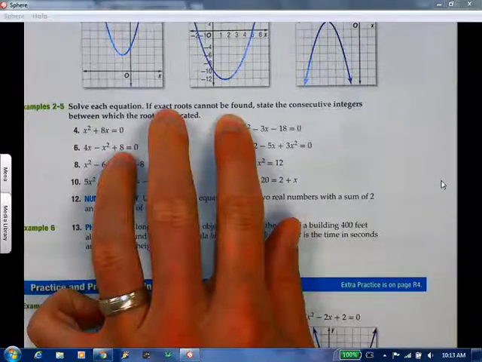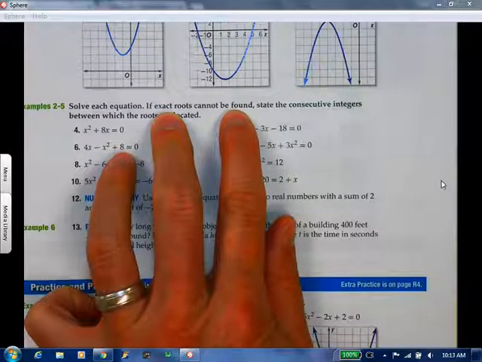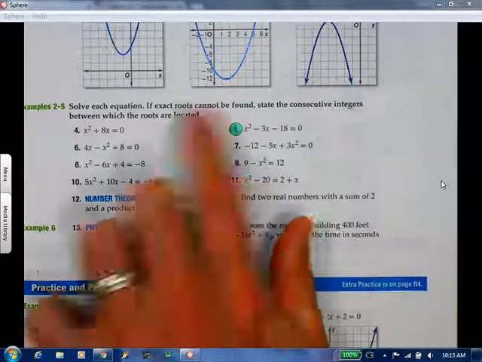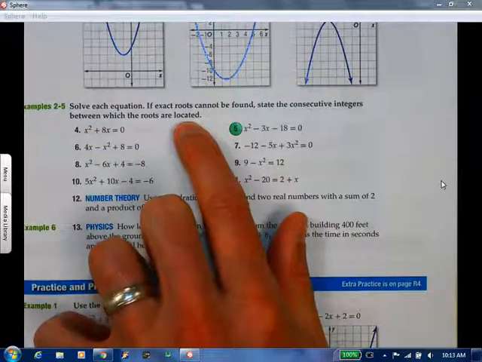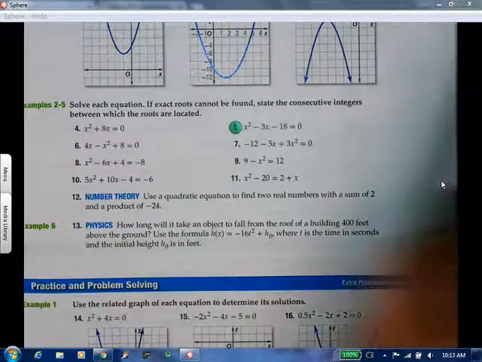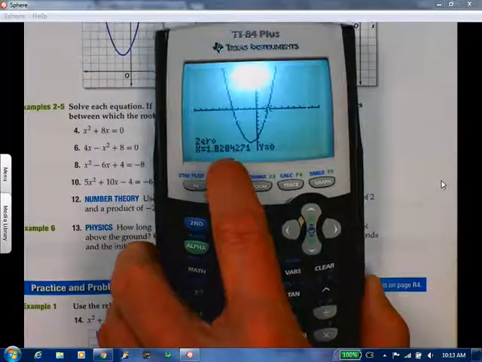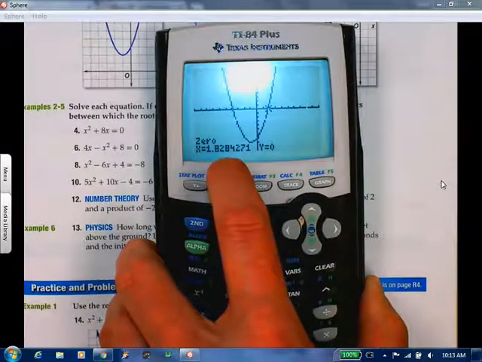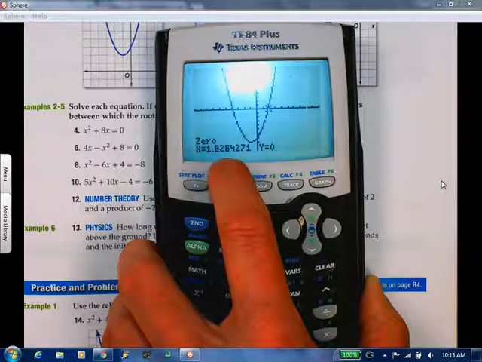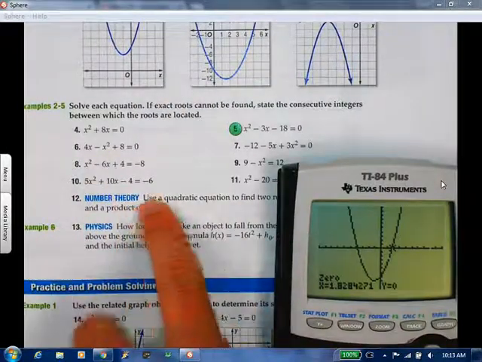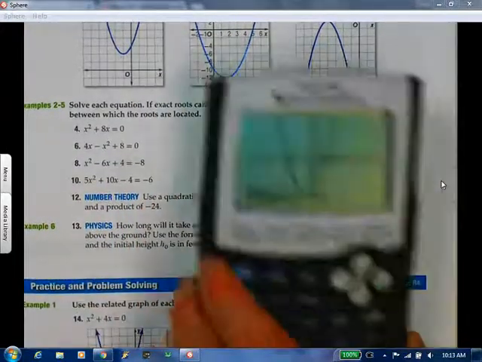If you can't tell by a table that's where the roots are, they're going to say state the consecutive integers between which the roots are located. You don't have to do that. I want you to find the decimal approximations for where the roots are, okay? So again, you can ignore the instructions a little bit. You are just finding the roots of all of these, and I want you to find answers for each one.